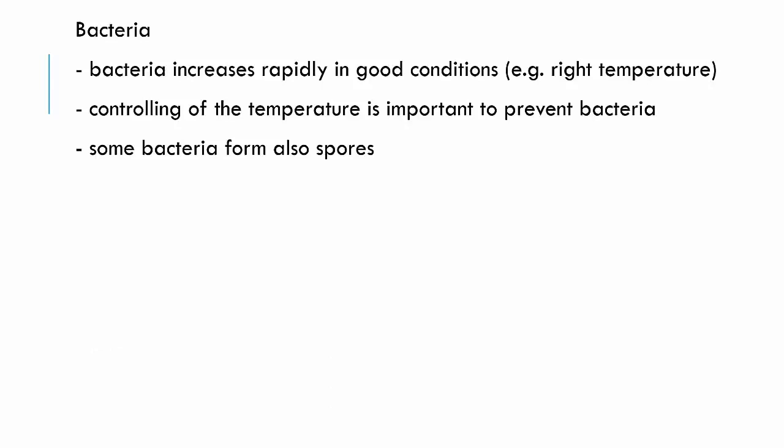What are bacteria? Bacteria is the type of microbes that increases rapidly in food goods when the conditions are good for that certain bacteria. This can mean, for example, the right temperature. So temperature control, especially looking at bacteria, is crucial when talking about food safety. Some bacteria can form spores into the food goods. Others work by creating toxins in the food good.